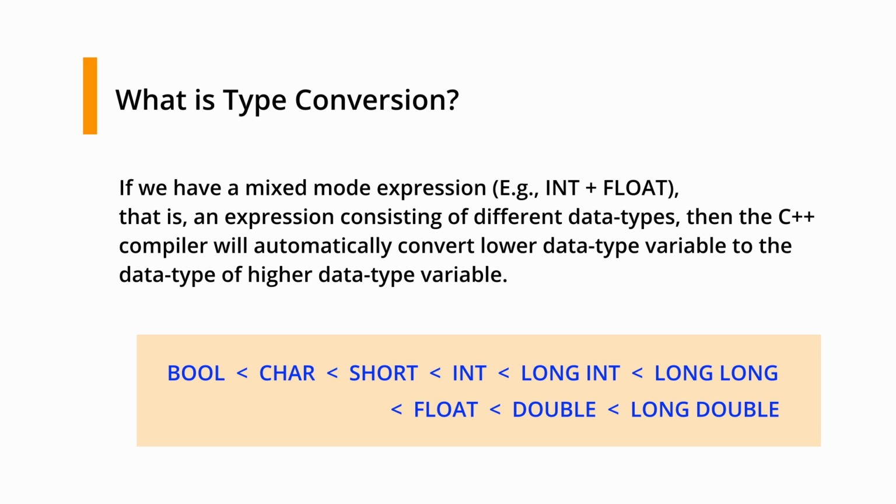Bool data type is considered lower when compared to char data type. Char data type is lower than short. Short is lower than int data type. Int is lower than long int, and so on. Based on this diagram, long double is higher compared to the other data types listed here. Now that we know which one is lower compared to the other data types, let's understand how automatic conversion works.